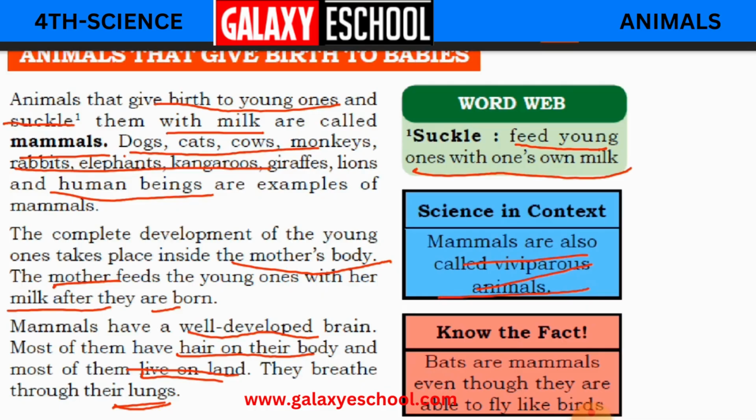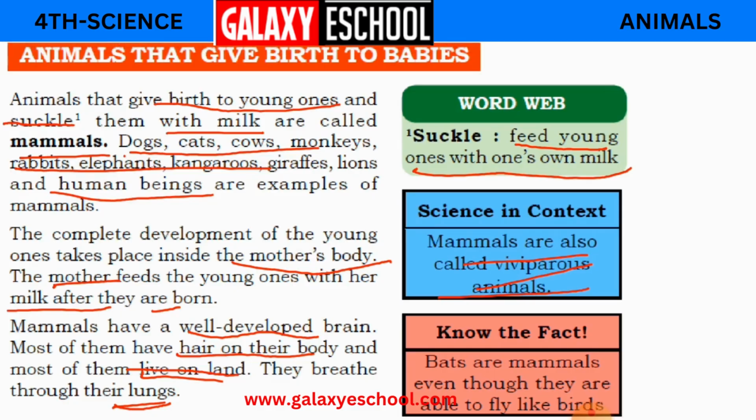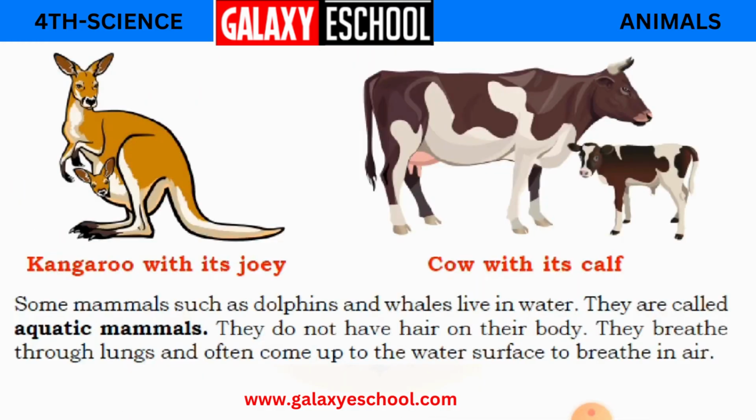Okay, and there is one fact here, children. Bats are mammals even though they are able to fly like birds. So this is a very special category in mammals. Bats are mammals, but they are able to fly like birds. Clear, children?